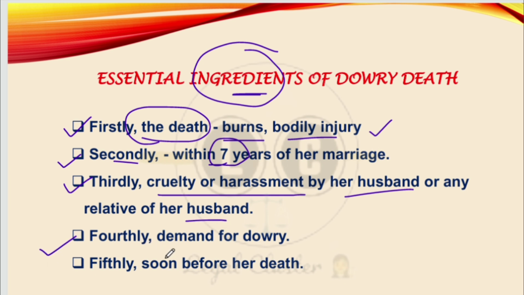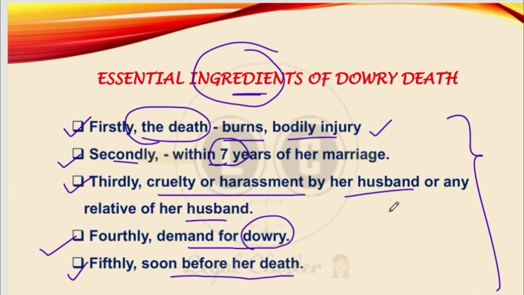Fourthly, such cruelty or harassment must be for or in connection with any demand for dowry. And lastly, the cruelty or harassment must have been inflicted upon her soon before her death. If any of these elements is missing, the offence of dowry death is not made out.